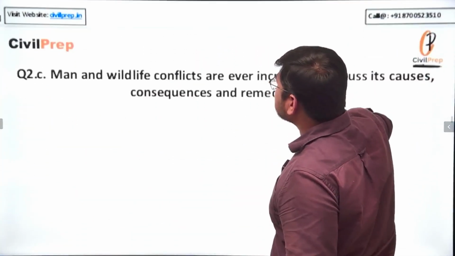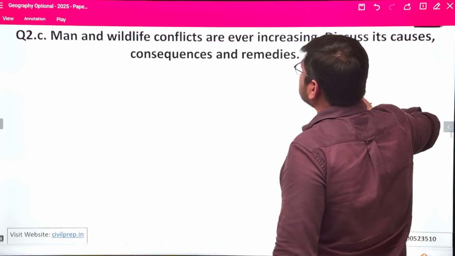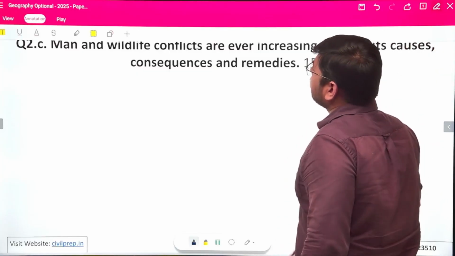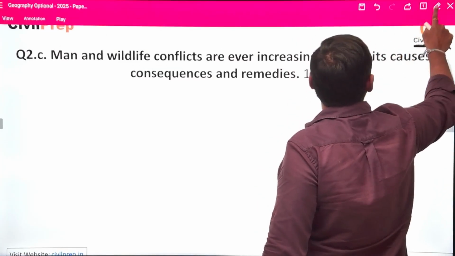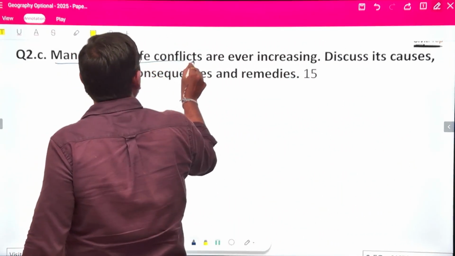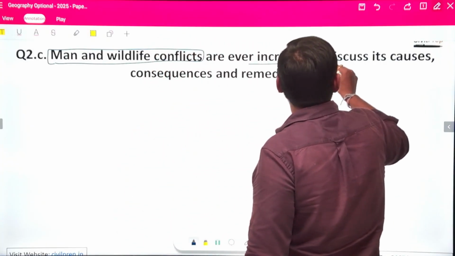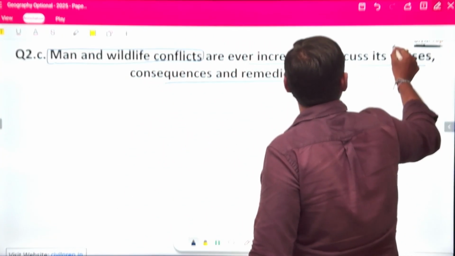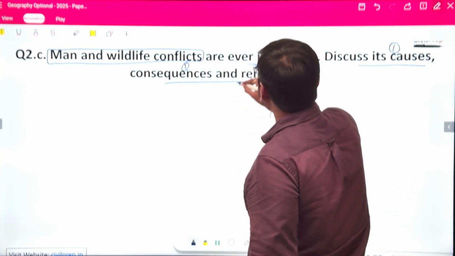Now moving to the next question. Here we have man and wildlife conflict. Keyword 1: are ever increasing. Discuss its causes, consequences, and remedies. Okay, so number 1, we need to provide causes. Number 2, the consequences, and number 3, the remedies here.